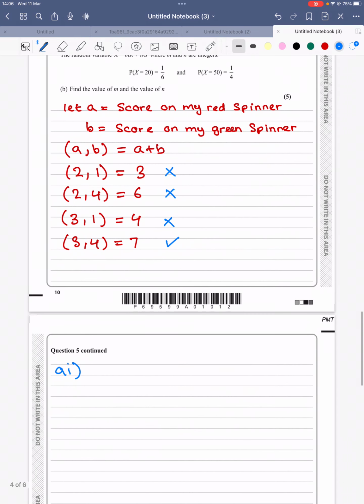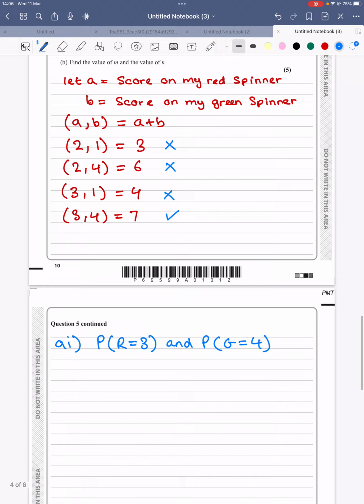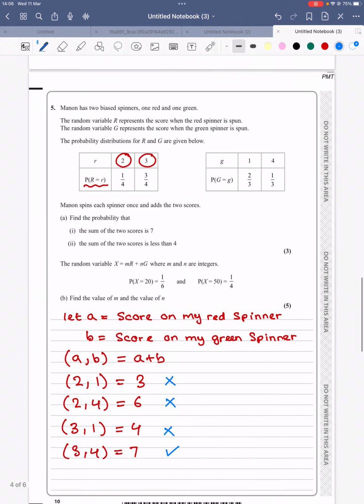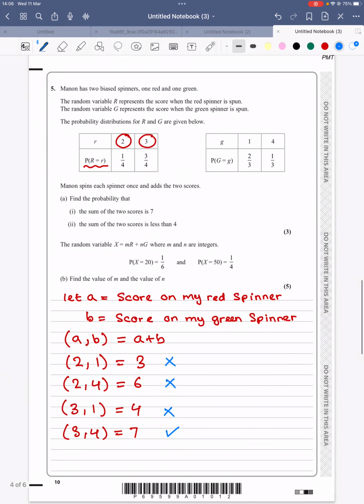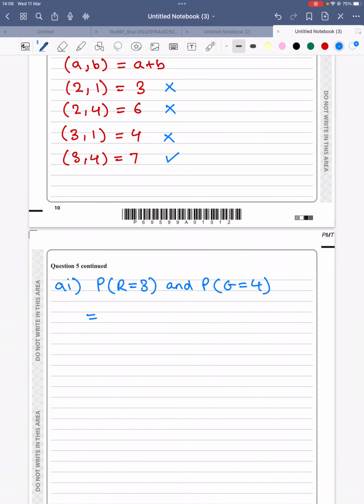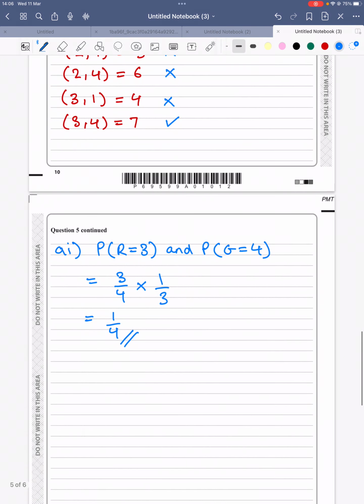So what does that tell me? It tells me that I need the probability red equals 3 and the probability green equals 4, because I'm essentially trying to get red as 3 and green as 4 for them to sum to 7. Now what do I know? I know the probability red being a 3 is 3/4, and the probability that green is 4 is 1/3. So this just equals 3/4 multiplied by 1/3, which simply becomes 1 over 4.